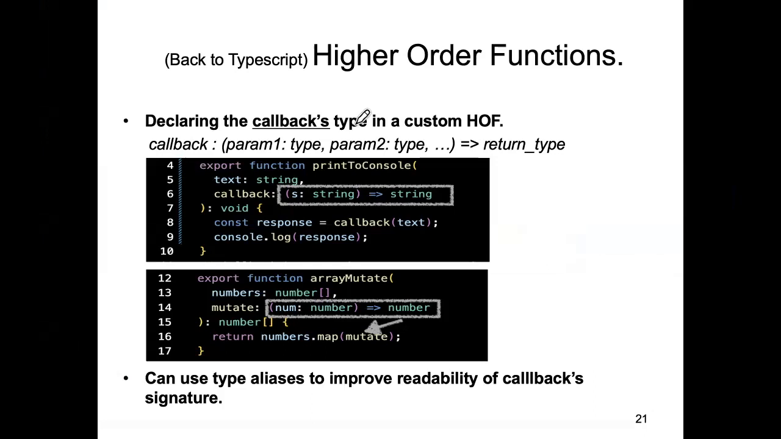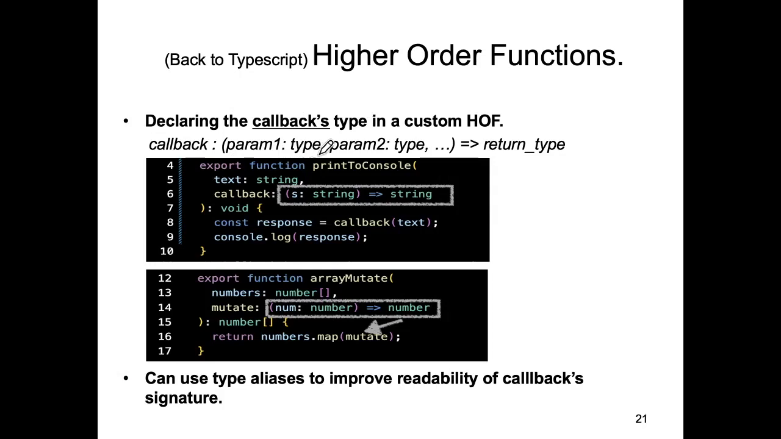And so because one of the parameters of a higher order function in TypeScript is a function, how do we declare the type for that function? Because in TypeScript, we have to declare the types of the parameters of a function. And if one of them happens to be a callback, what's the syntax for declaring the type for that callback? So here we go.